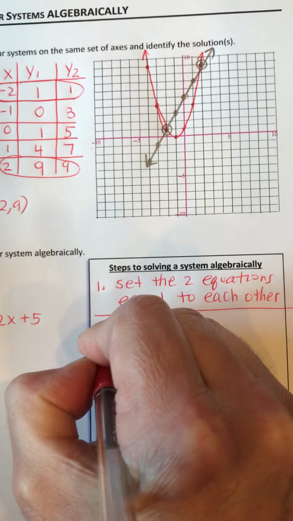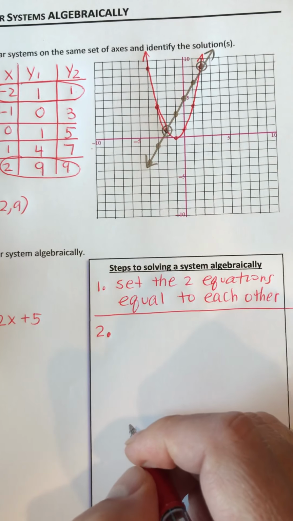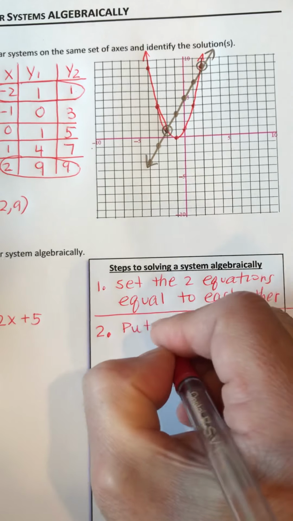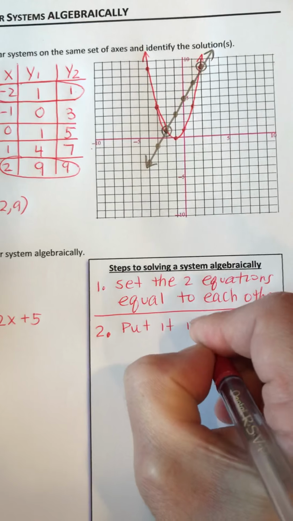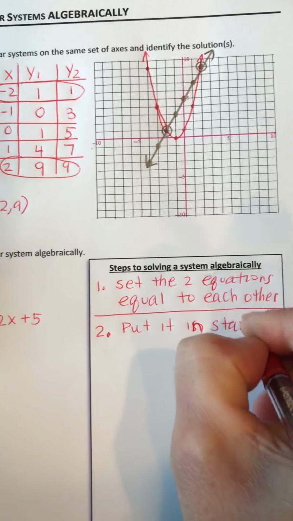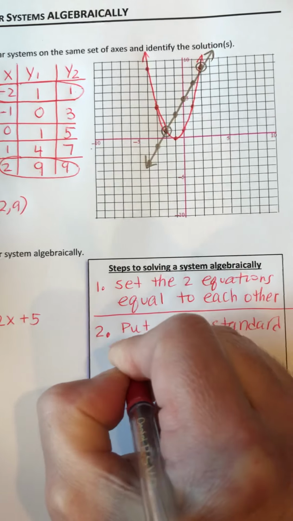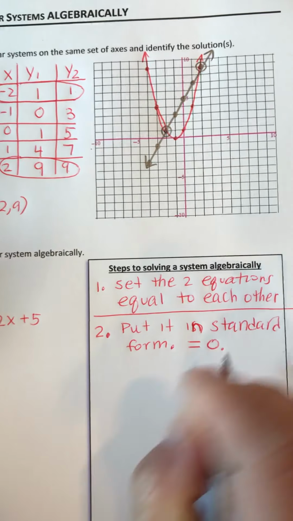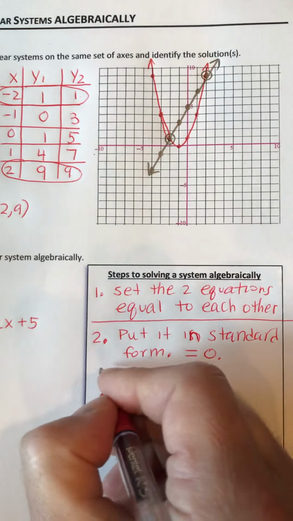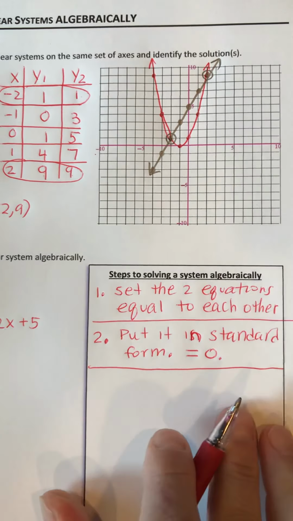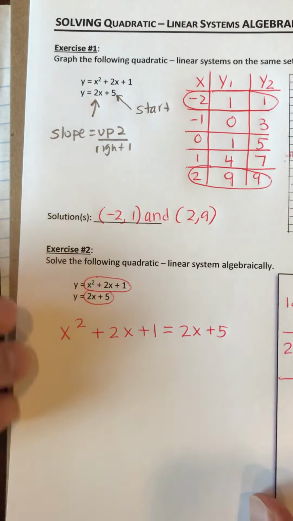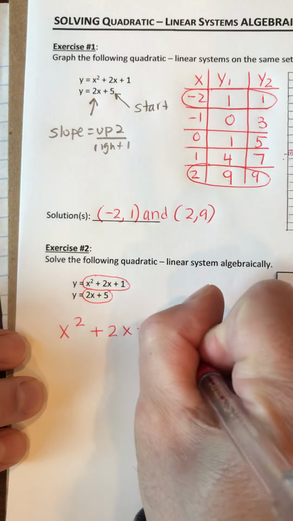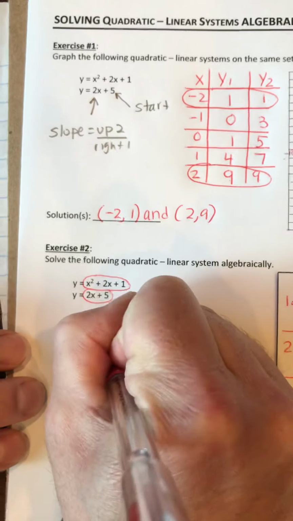Step 2. We are going to put it in standard form. Make it equal 0. All right, so that's what I'm going to do next. I got to make it equal 0, so I got to get this 2x and this plus 5 out of here. So I'm going to subtract 2x on both sides.